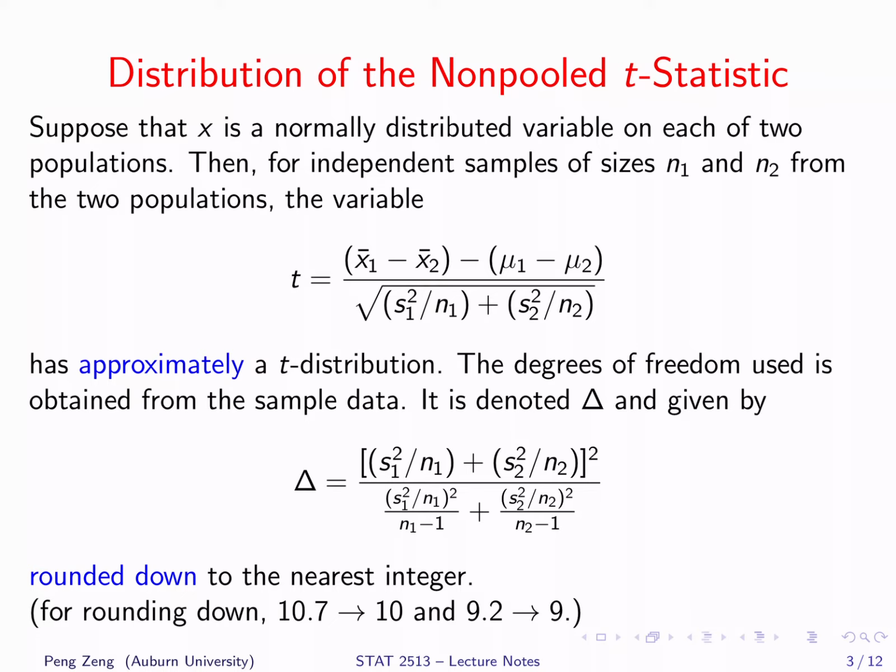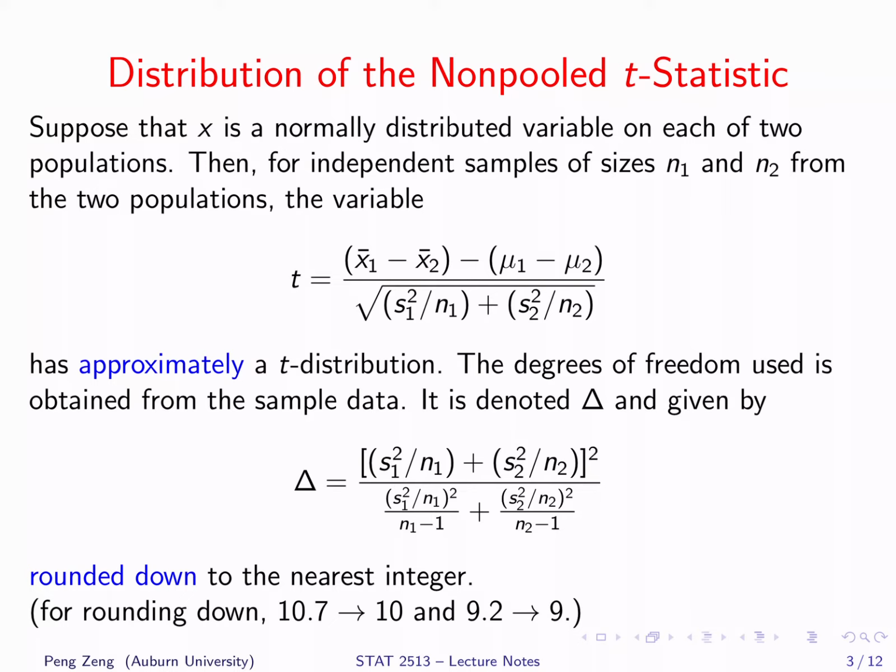First, I want to emphasize that the variable t only approximately follows a t distribution. Notice that in the previous lecture on equal standard deviation, the distribution is exactly a t distribution. Next, delta can be a decimal. For practical usage, we need to round it down to the nearest integer. By rounding down, I mean dropping the fractional part. It is not rounding. For example, the value 10.7 will be rounded down to 10, and the value 9.2 will be rounded down to 9.